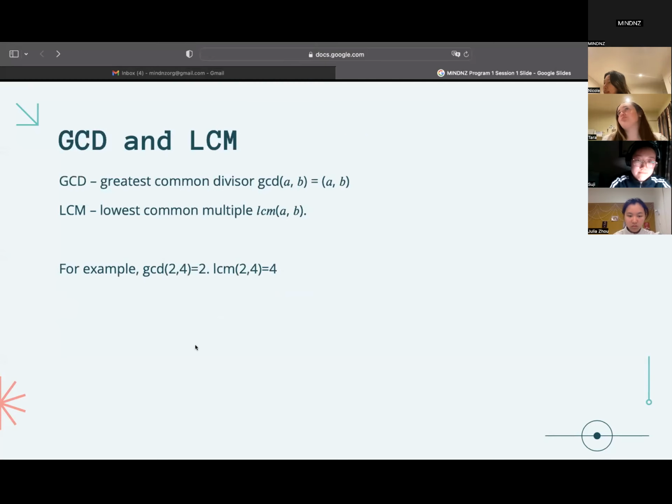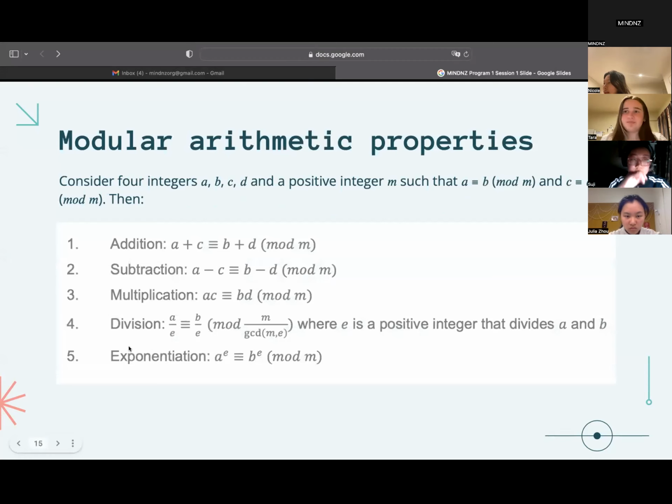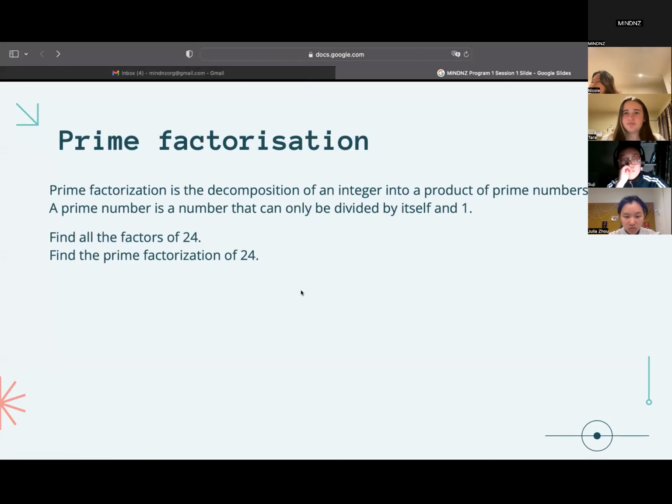Okay, so the next thing that we're going to talk about is prime factorization. Is anyone familiar with this at all? Yeah, okay. So some people are, some people aren't really, so we'll just touch on it pretty quickly.